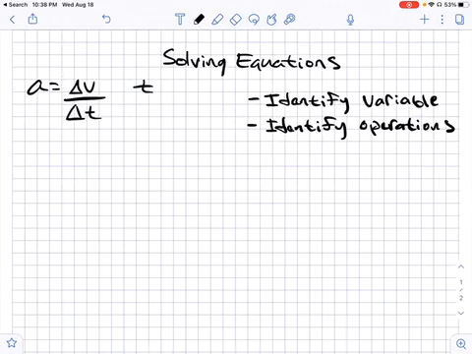In math class, you learned your order of operations, and you probably remember that as PEMDAS. And so when you're doing this, we're actually going to go backwards. When we're manipulating an equation and solving an equation, we're going to go in the reverse order. So we're going to do reverse PEMDAS.